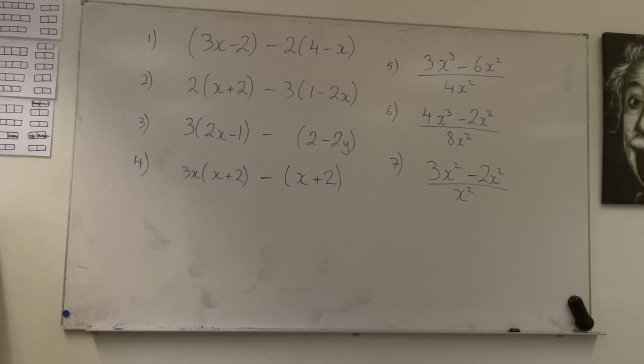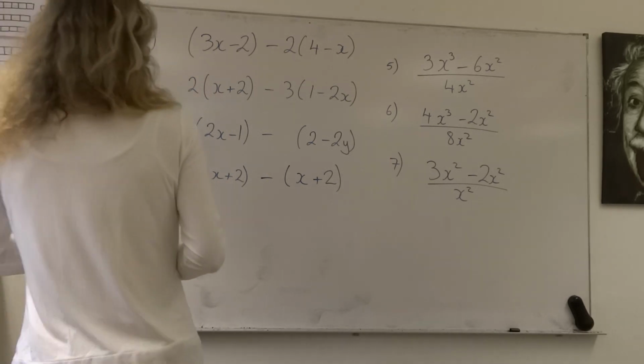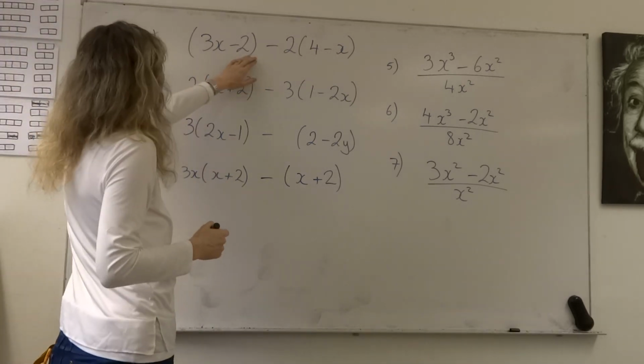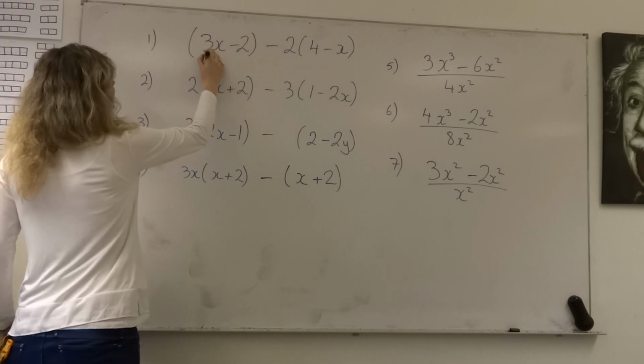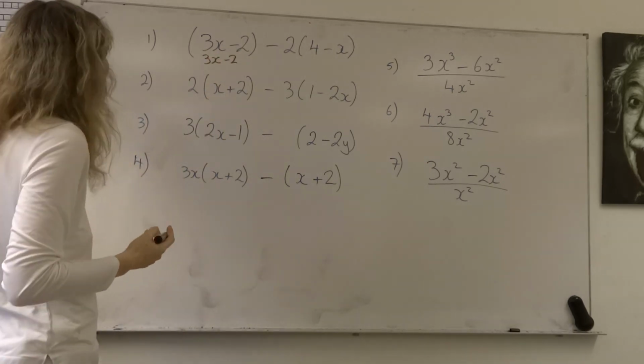Okay, let's look at these ones then that I set you earlier. Simplify 3x minus 2, that's quite easy, we just get 3x minus 2, nothing happening in the beginning.